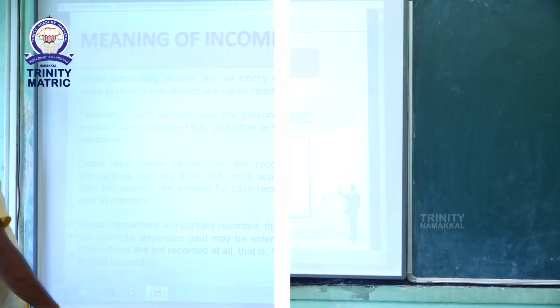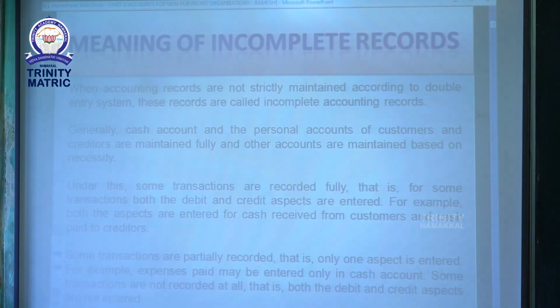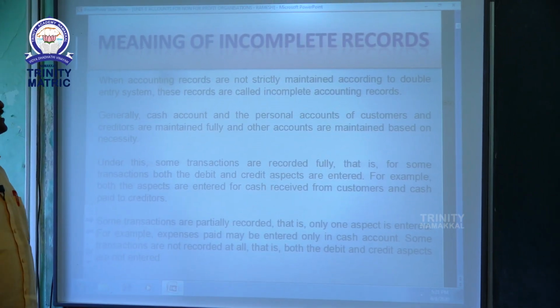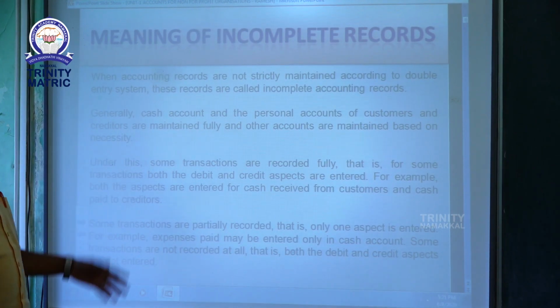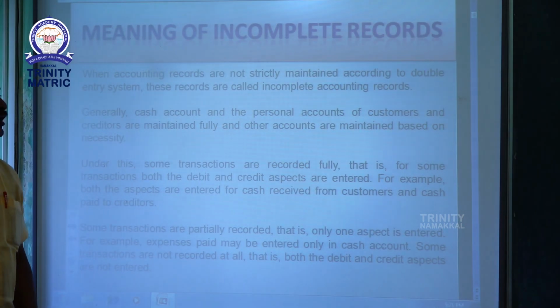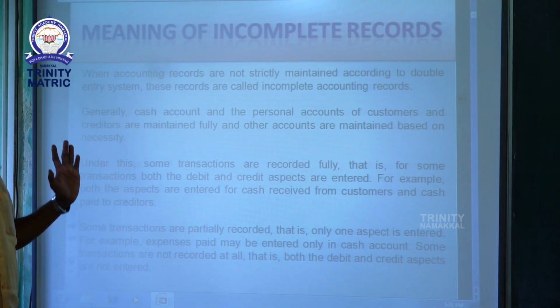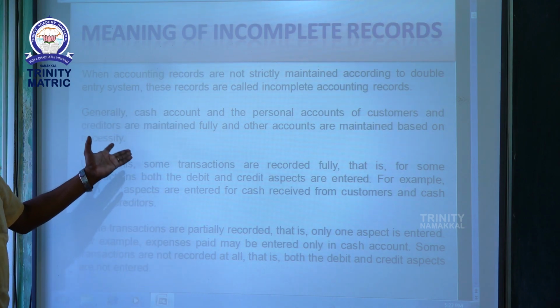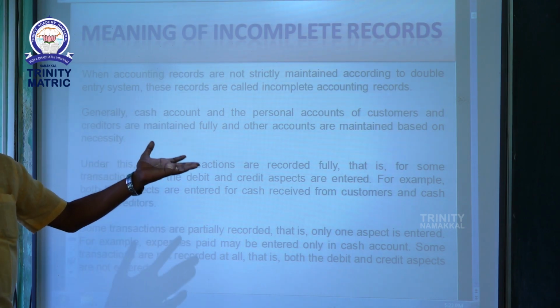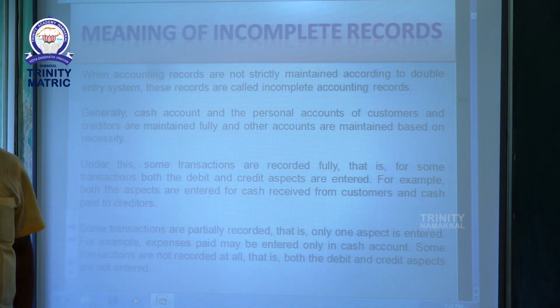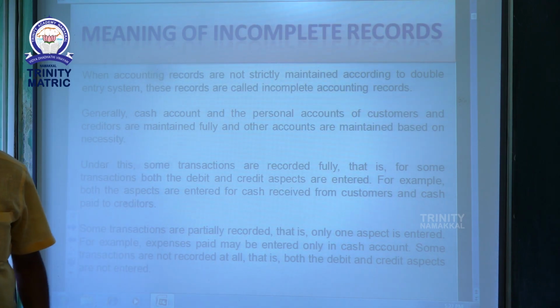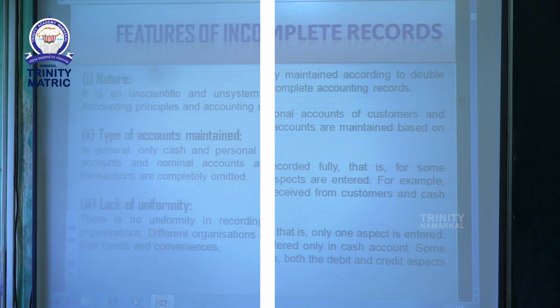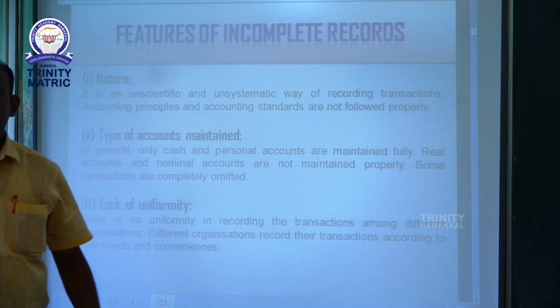What's the meaning of incomplete records? See, when account records are not strictly maintained according to the double entry system, these records are called incomplete accounting records. Generally the cash account and the personal accounts of the customers and creditors are maintained fully and other accounts are maintained based on necessity. So this is the meaning of the single entry system. And next, what are the features of the single entry system?